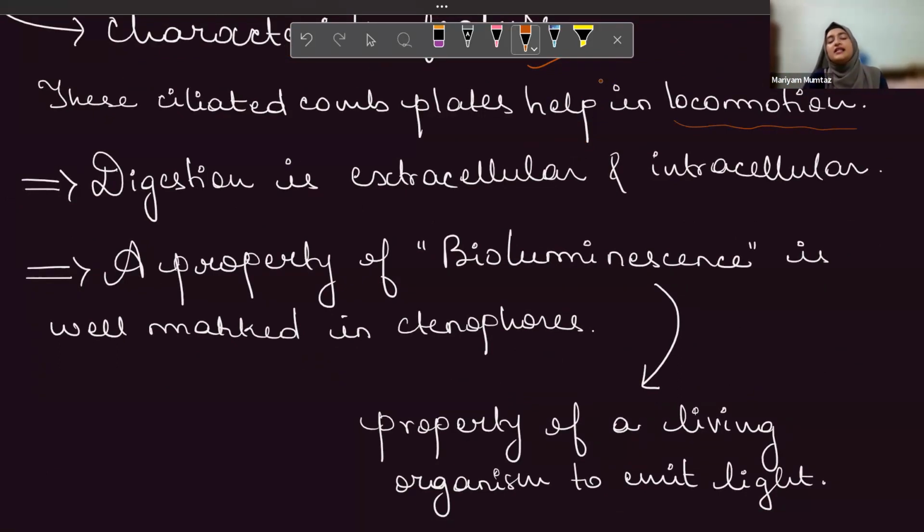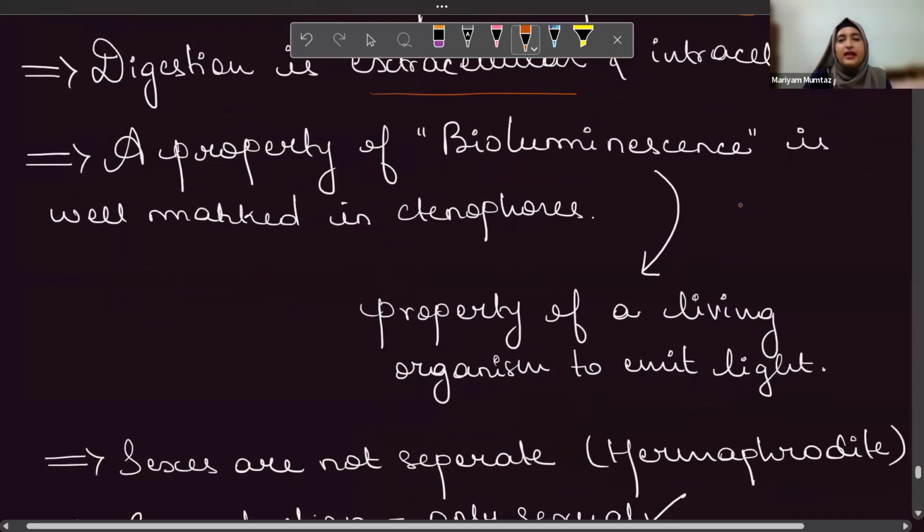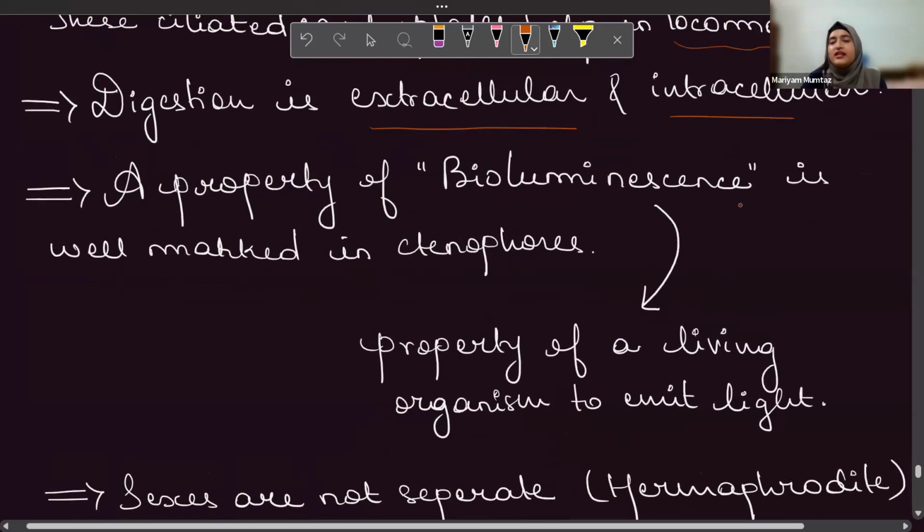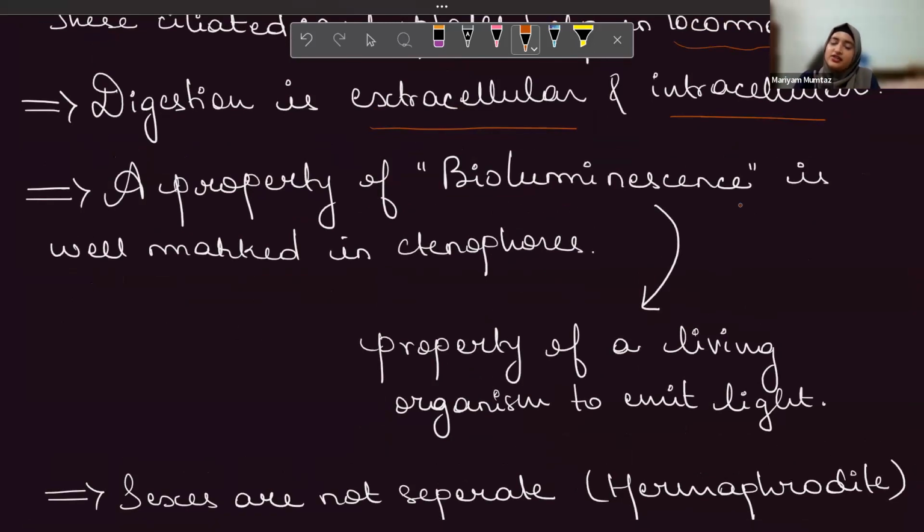Okay, so the digestion in this phylum is extracellular. What is the meaning of extracellular? Outside. So the digestion is happening outside the cell, right? And it is also intracellular. Both the situations are found. Extracellular digestion is also there, and within the cell digestion is also there, meaning intracellular digestion.